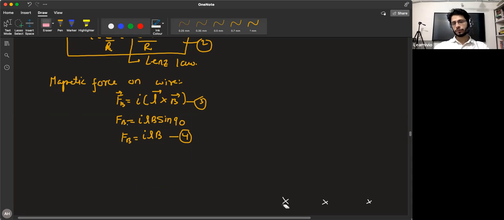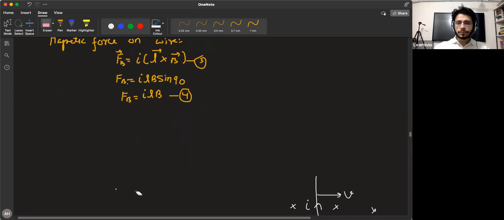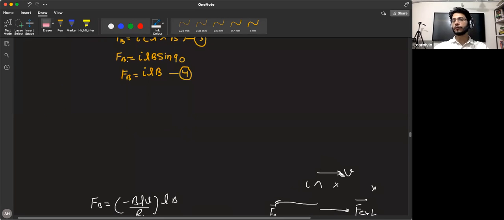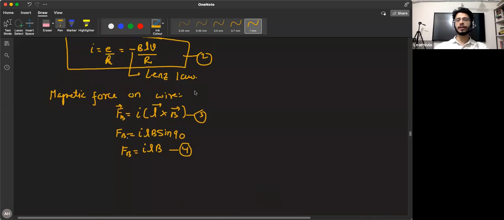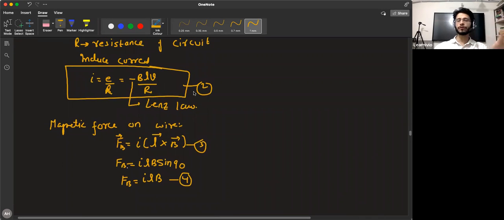Sir, but induced current is not a vector, right, sir? Yeah, current is not a vector. Not just induced current, but any current is not a vector. But we provide the direction of current to the length. We don't say that current is a vector, but we say length is a vector which has the direction of current. This is how we write Ampere circuit law, right?